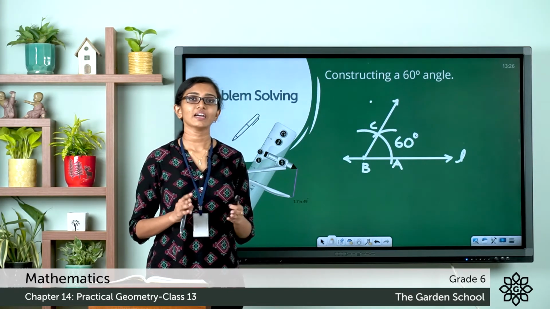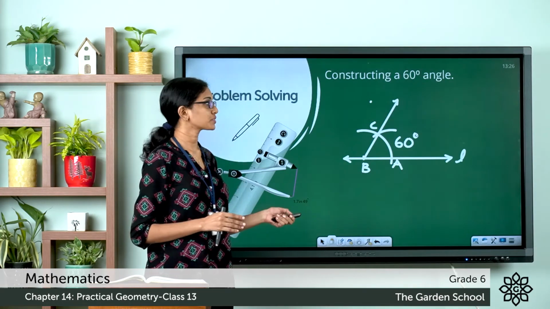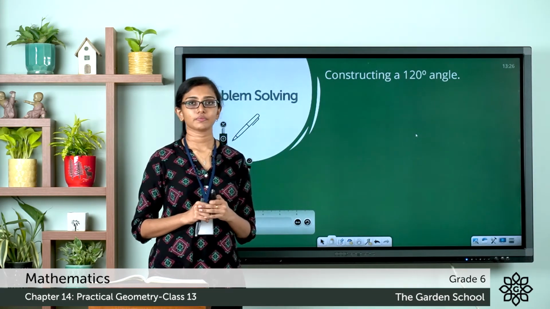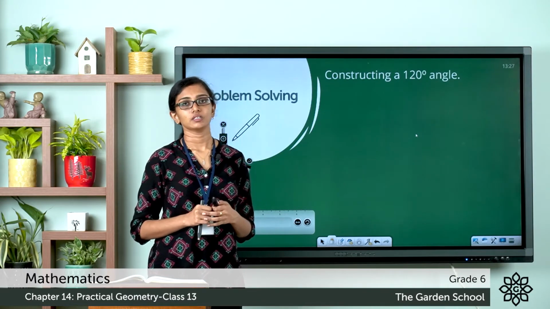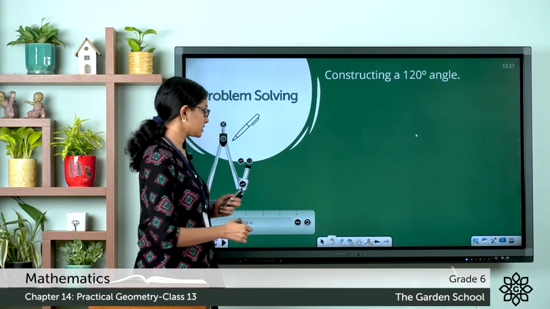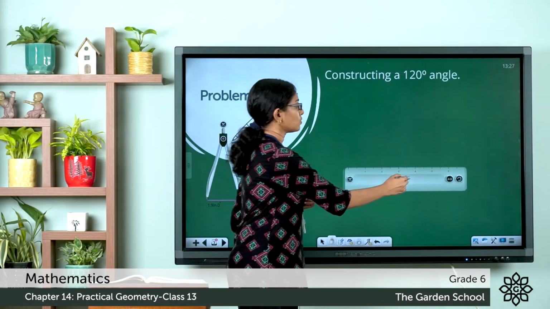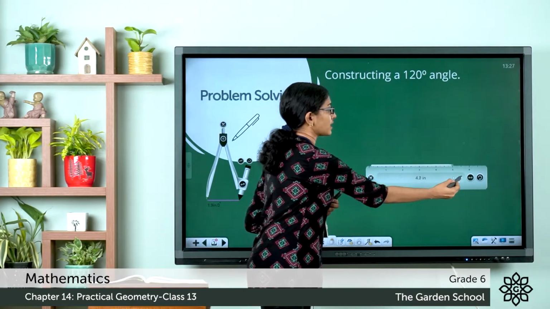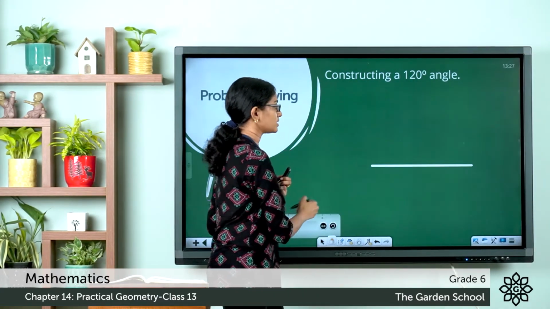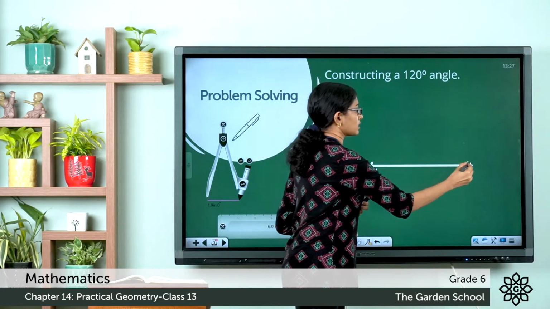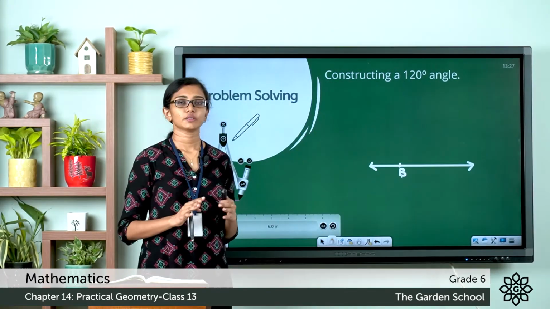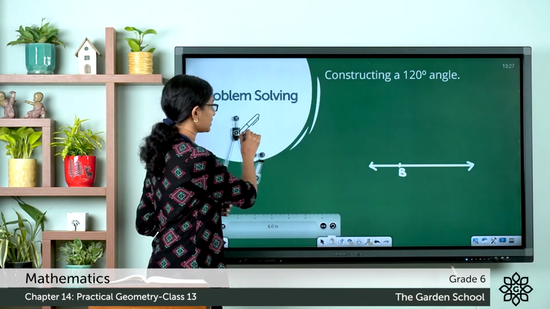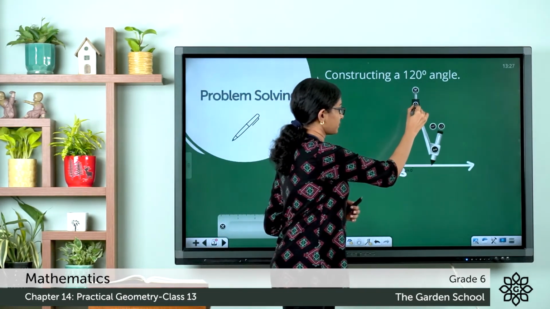So now let's see how we can construct an angle which measures 120 degree. That would be double the measure of a 60 degree angle. Let's see the steps. The first step, draw a line L of any length and you can mark a point B on it. Now take the compass, place the pointer at point B.